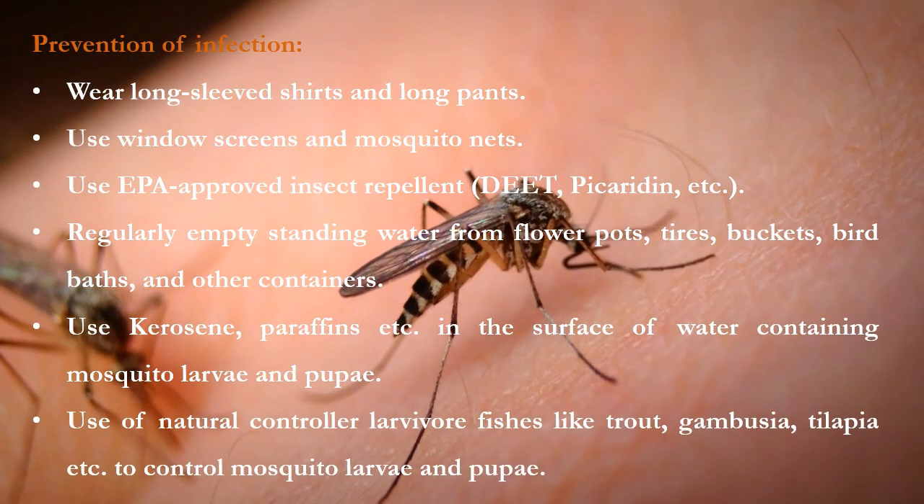Use kerosene, paraffin, etc. on the surface of water containing mosquito larvae and pupae. Use natural controllers, larvivorous fish like trout, gambusia, tilapia, etc., to control the mosquito larvae and pupae.